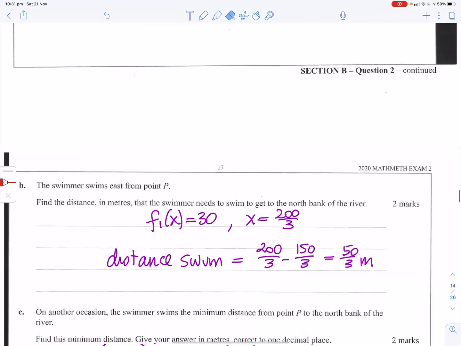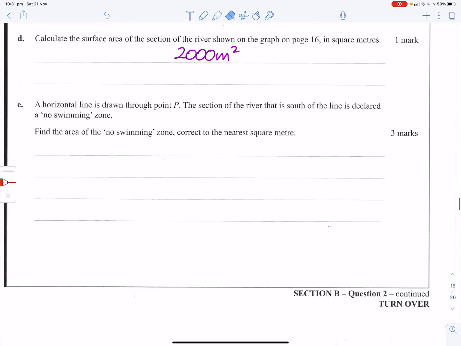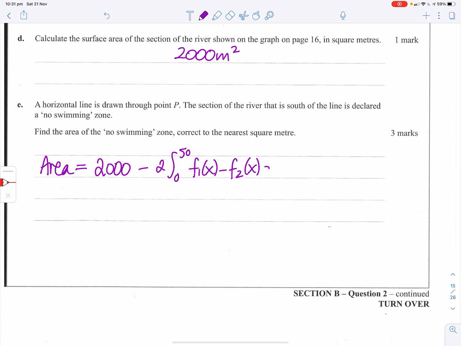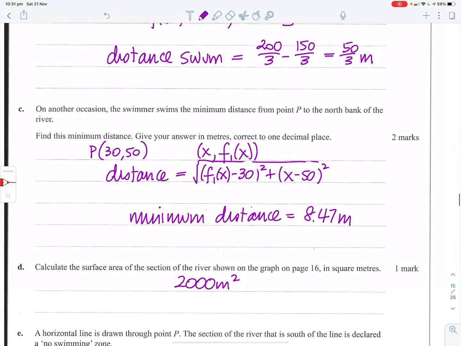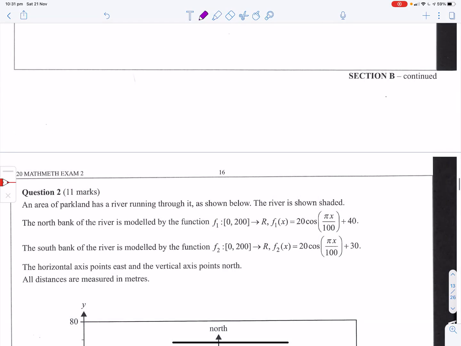So we know the area is 2,000 minus 2 times the integral from 0 to 50 of f1 of x minus f2 of x dx. Is that what they called them, f1 and f2? Yep.